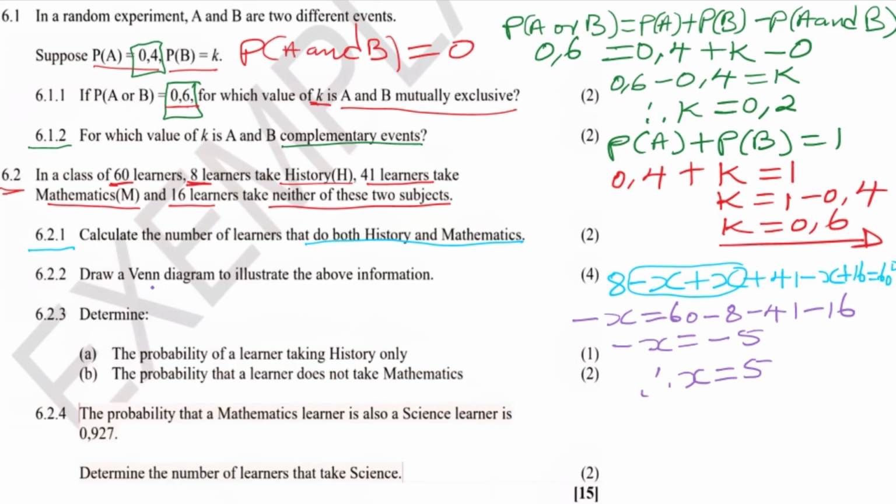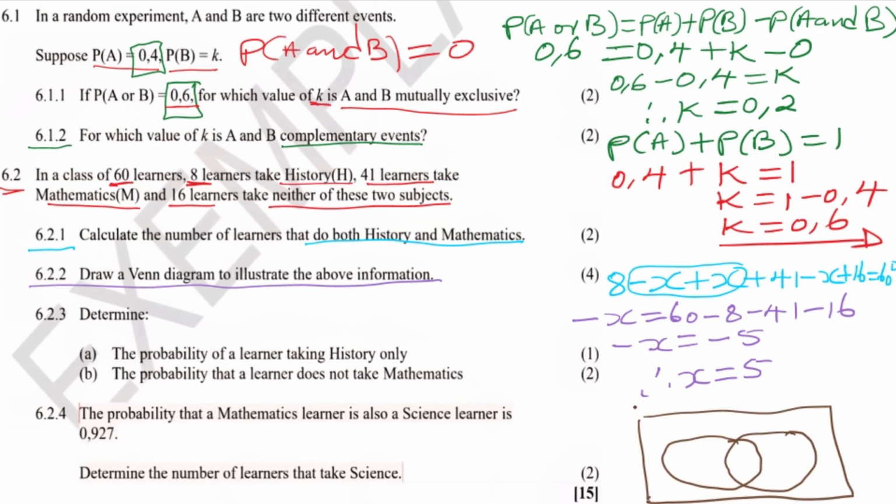So we need to draw the Venn diagram. That is the next question. It says we must draw the Venn diagram to illustrate the above information. So let us quickly do that. The sample space for the Venn diagram is 60 because we have got 60 learners. And then we have got the ones that are taking history and the ones that are taking maths. The ones that are outside, we have got 16 that are outside. Then the intersection is 5.